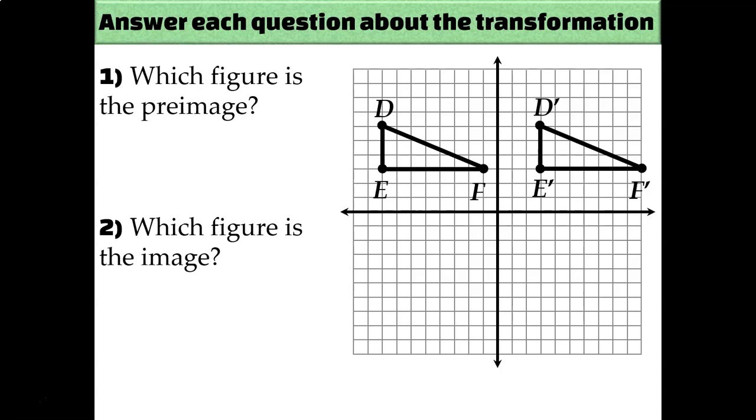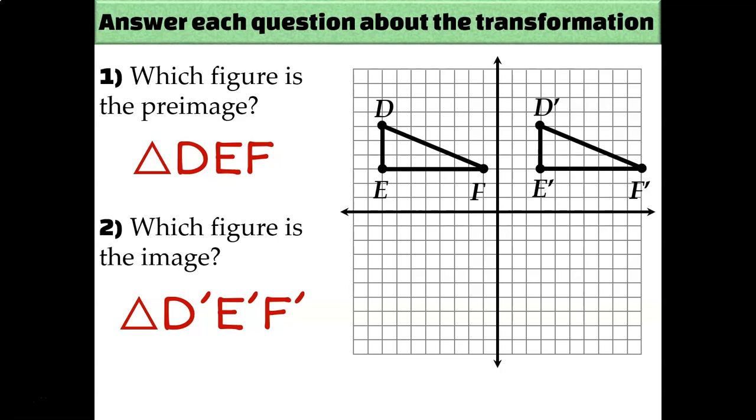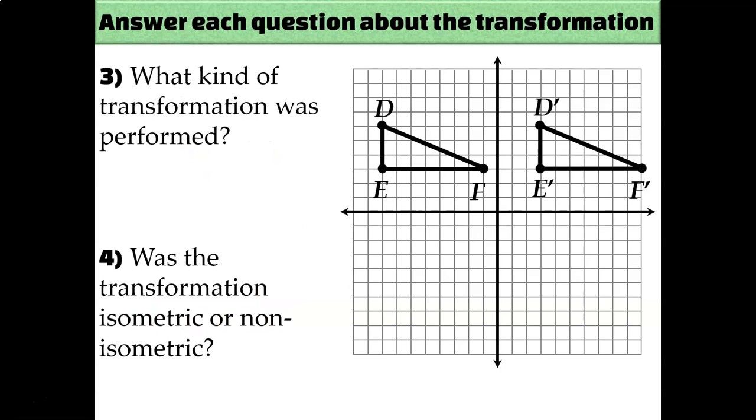How about our next transformation? Which one is the preimage and which one is the image? Remember, all you have to look for to answer this question is which one has apostrophes and which one doesn't. The preimage is the one with normal everyday letters, and the image is the one with apostrophes. So triangle DEF is the preimage, that's where we started, and triangle D prime, E prime, F prime is the result of the transformation. But what kind of transformation was it?